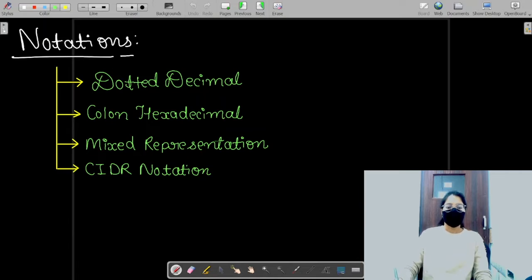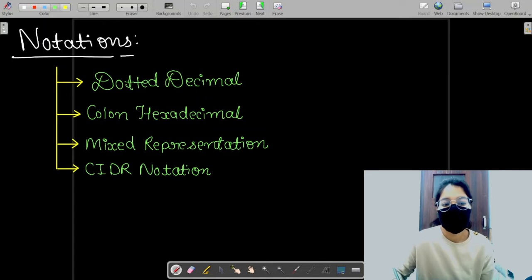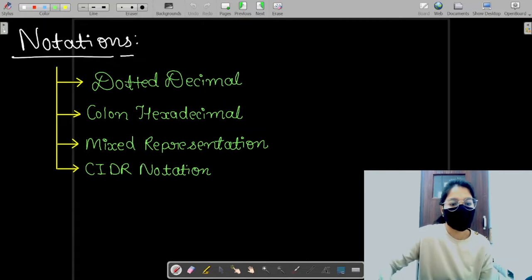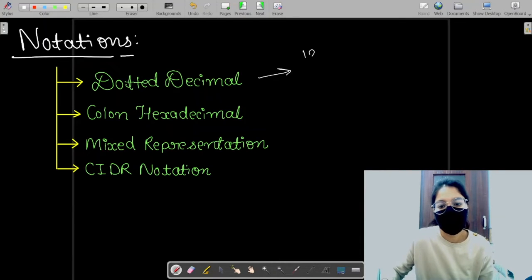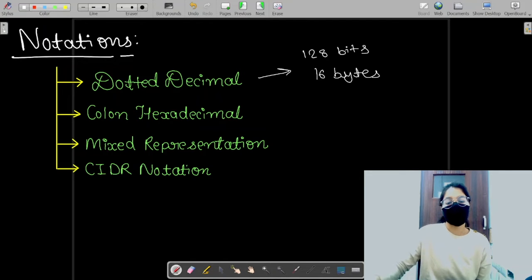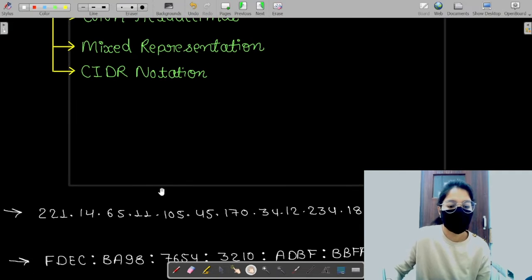So first is dotted decimal notation. Already we have seen dotted decimal notation in IPv4. In dotted decimal notation, how are we dividing the 128 bits? We are dividing the 128 bits into 16 bytes with dots. Okay, how? Let's see an example.